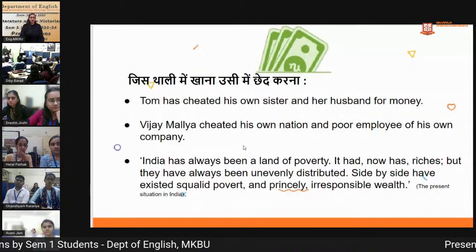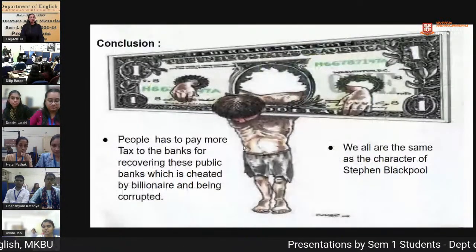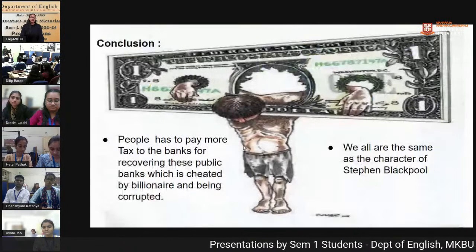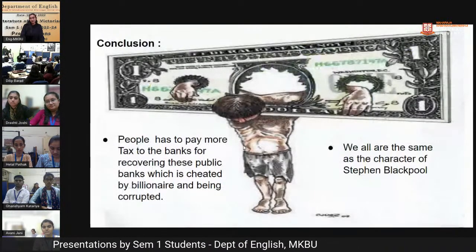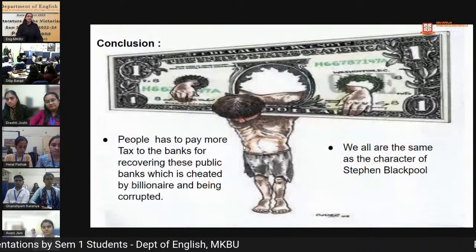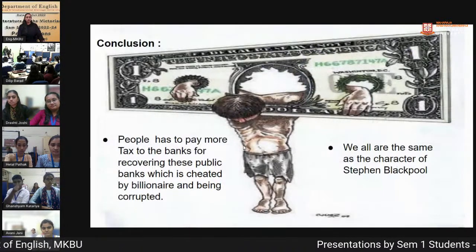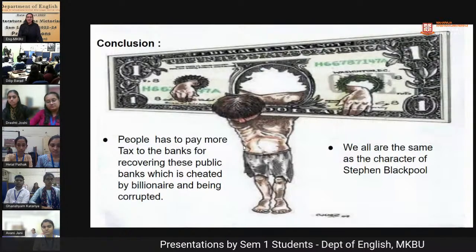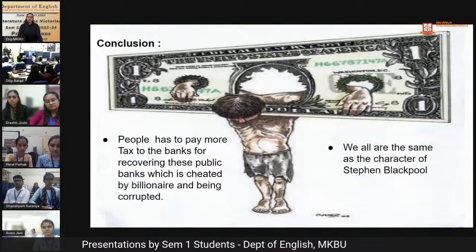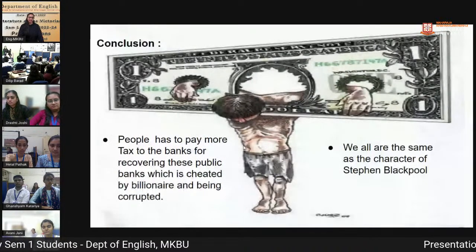Here is the conclusion. People have to pay more tax to the banks for recovering these public banks, which are cheated by billionaires and being corrupted. When it is a public bank, then we have to pay for it, just because we are the public. We all are the same as the character of Stephen Blackpool. Here is my work cited.